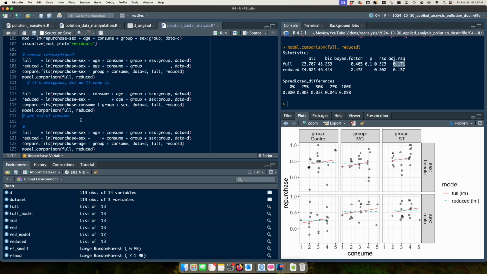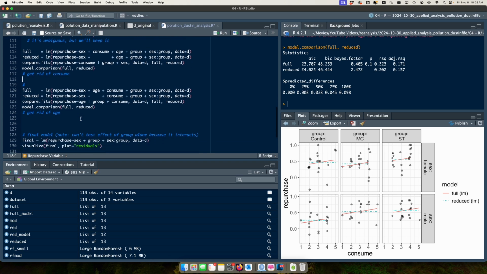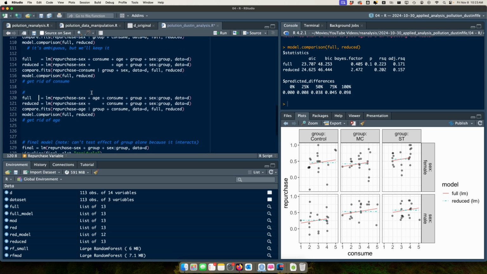Again, it's another situation where it's ambiguous, and this happens a lot when you have small sample sizes, like in this one where it's like 110 or whatever it was. But I'm going to favor getting rid of consumption and moving on. So now I'm going to see if I can get rid of age. So now these models shouldn't have consume in there anymore.